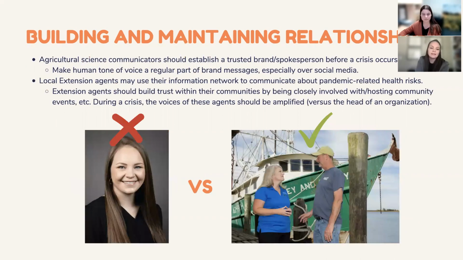All right, so here we have an example for you guys. As agricultural and science communicators, we should be trying to establish a trusted brand and spokesperson for our brand before a crisis occurs. And as Valentina mentioned, Extension is positioned extremely well to do this. They have spokespeople embedded in all communities around the state of Florida. So it's really important that we leverage those relationships and that that person is working in their community all the time.